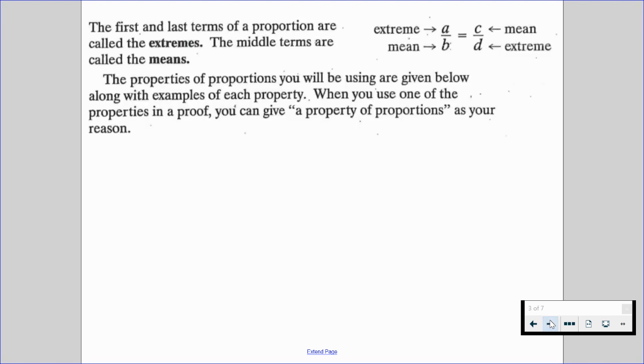Let's begin. The first and last terms of a proportion are called the extremes. The middle terms are called the means. So if we have the proportion A over B equal to C over D, A and D are going to be the extremes, and B and C will be the means. The properties of proportions you will be using are given along with examples of each property. When you use one of the properties in a proof, you can give a property of proportions as your reason. So here are the properties of proportions.